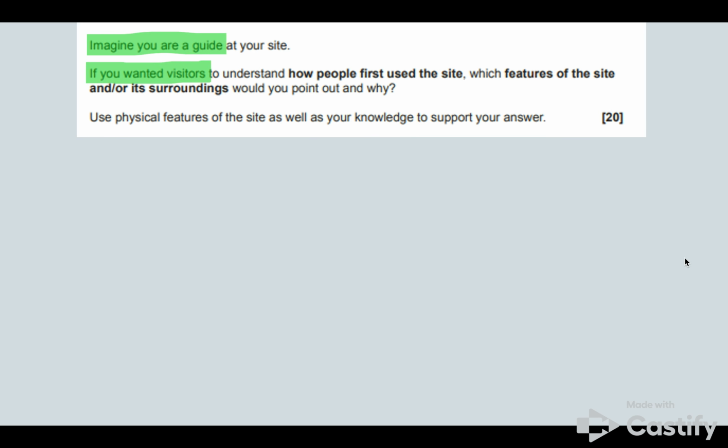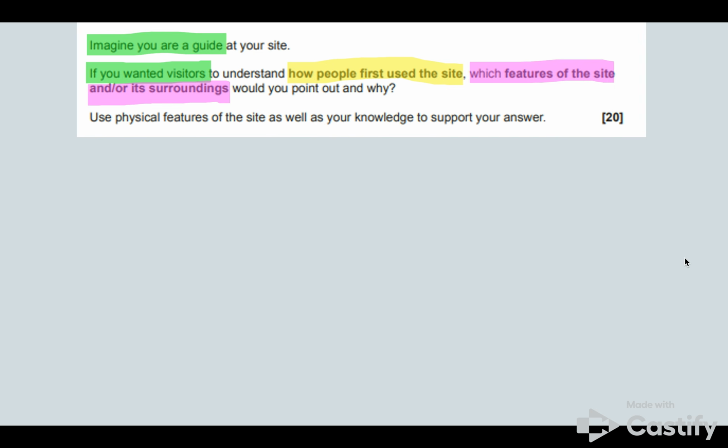Now, the question then goes on to say, the visitors need to understand how people first used the site. Be careful with this. First used the site, that means the first 10, 20, maximum 30 years. So it does not mean King John, it does not mean the Great Siege. First used the site are the early decades at most. So how did people first use it? You want visitors to understand that.